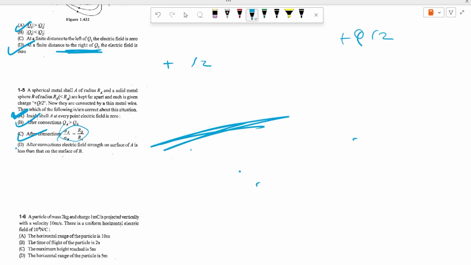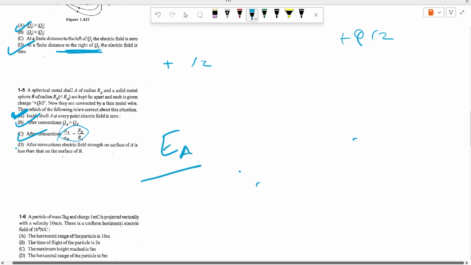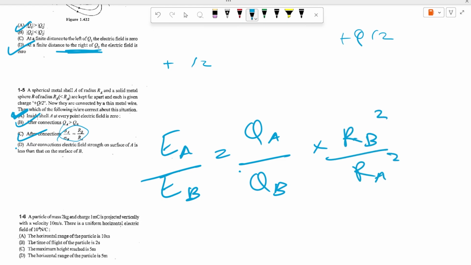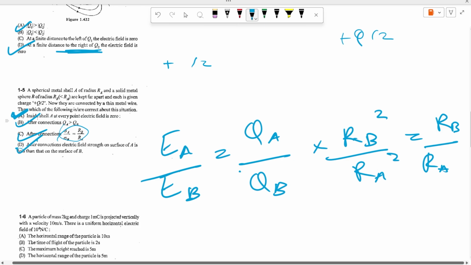So what we can do is EA upon EB at the surfaces is equal to QA upon QB multiplied by RB squared upon RA squared. The constants are cancelling out, right? What that leaves us with is going to be RB upon RA, right? So yeah, this is also going to be correct.